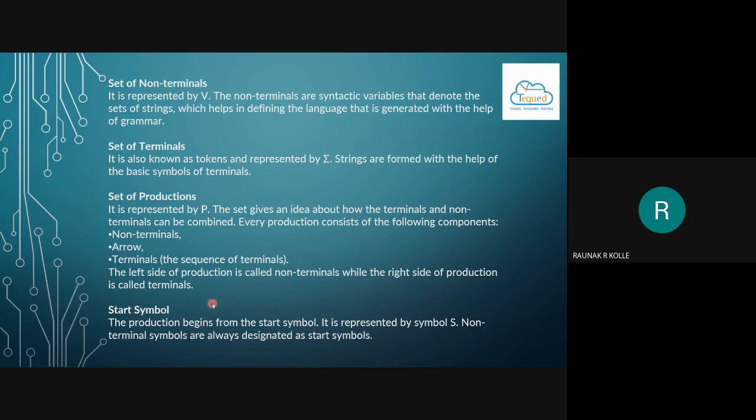We then have the start symbol. The production begins from the start symbol. It is represented by the symbol capital S. Non-terminal symbols are always designated as a start symbol.